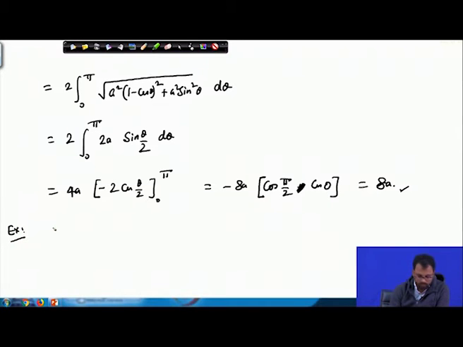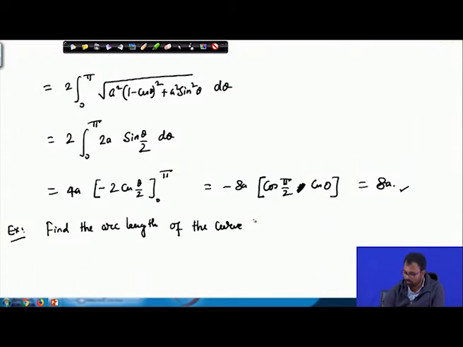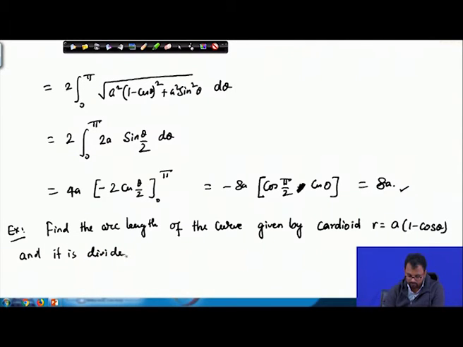So, another example. Find the arc length of the curve given by the cardioid r equals a times (1 minus cos theta), and it is divided by the line 4r cos theta equals 3a.